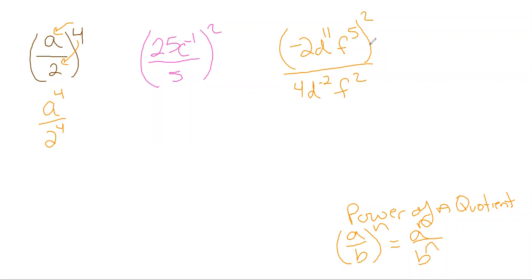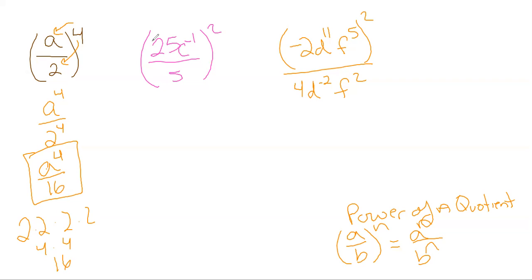And then all we have to do is know what 2 to the 4th power is. So 2 times 2 times 2 times 2, which is 4 times 4, which is 16. So I just write a to the 4th over 16. Okay, I'm going to do the exact same thing on the next problem.